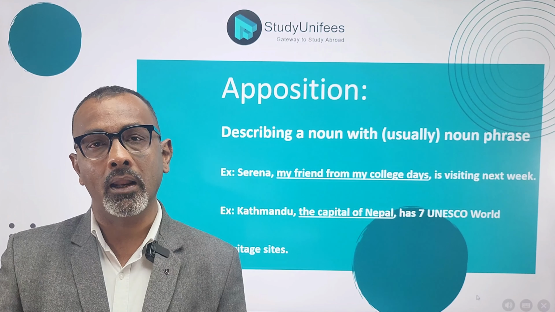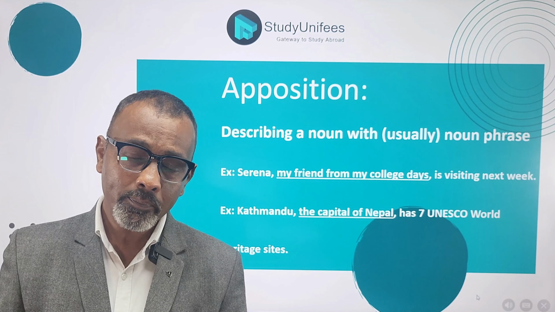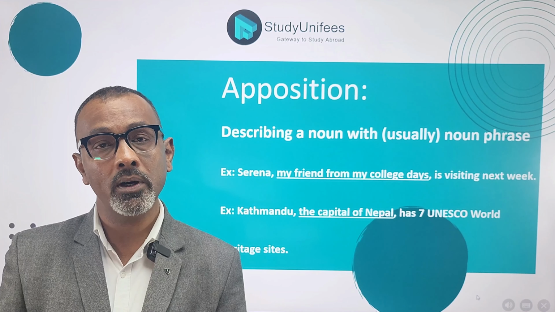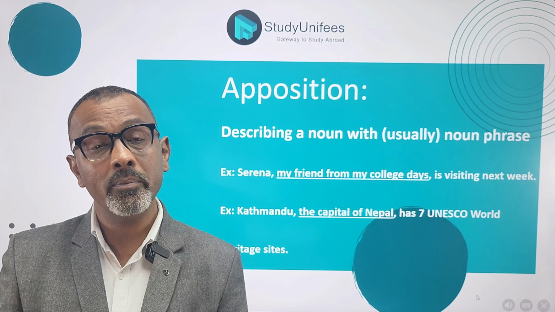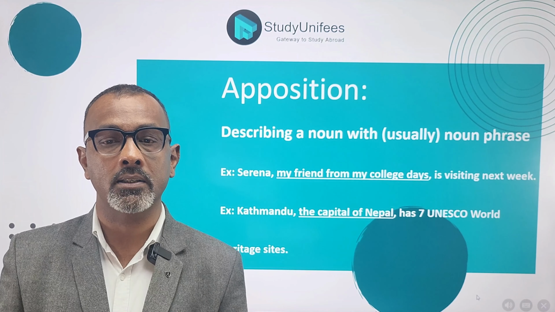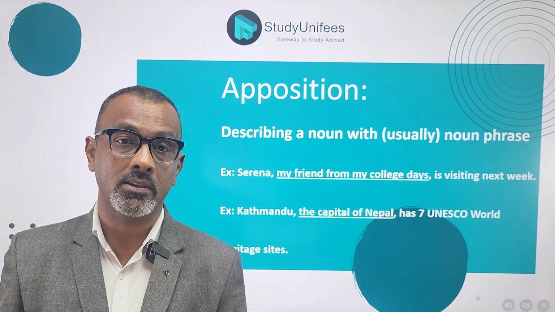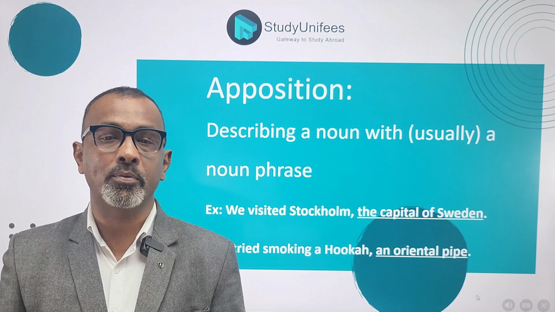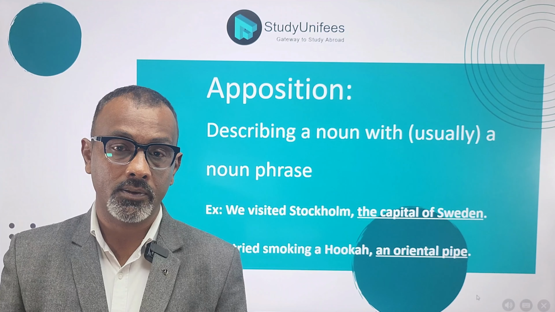Look at the second example. Kathmandu, the capital of Nepal, has 7 UNESCO World Heritage Sites. The independent clause here is Kathmandu has 7 UNESCO World Heritage Sites. The appositive added immediately after the noun Kathmandu, which is also the subject of the sentence, the capital of Nepal, basically enriches the sentence.